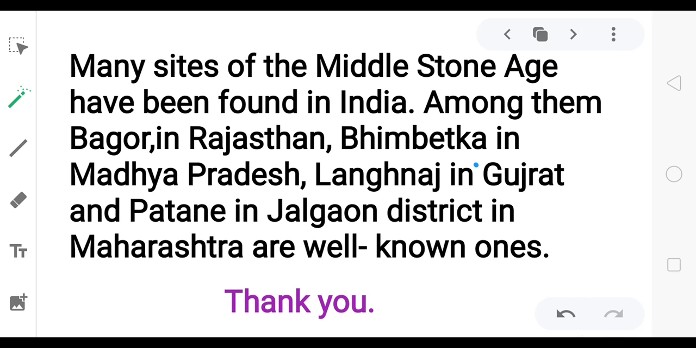Many sites of the Middle Stone Age have been found in India. Among them, Bagor in Rajasthan, Bhimbetka in Madhya Pradesh, Langhnaj in Gujarat, and Patne in Jalgaon district in Maharashtra are well-known ones. In the Middle Stone Age, people began to settle in one place for a part of the year.